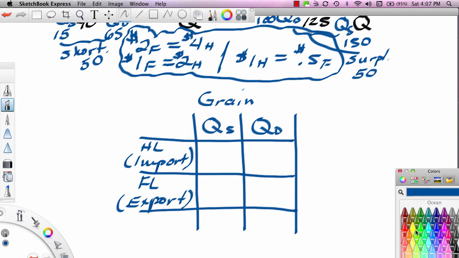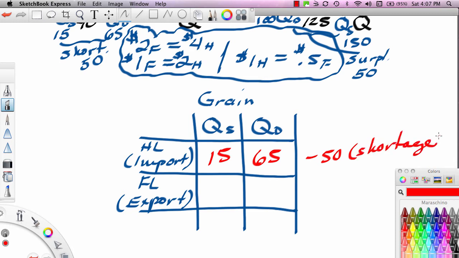Now, let's go back. Let me use a different color here. I'll use red for Hillland. Hillland produces what? Produces 15 million bushels, let's say, of grain after the interaction begins to take place between Hillland and Flatland. But now demands at the world price 65 million bushels, running basically a deficit or a shortage equal to 50, right? We've already seen that up here. Here's our shortage of 50.